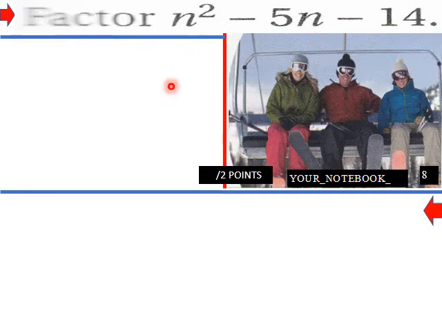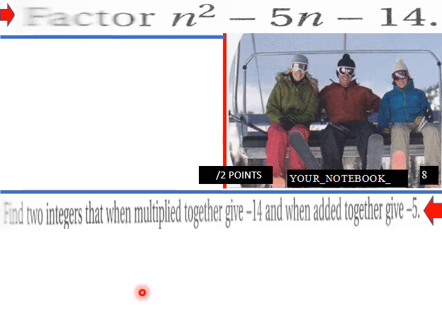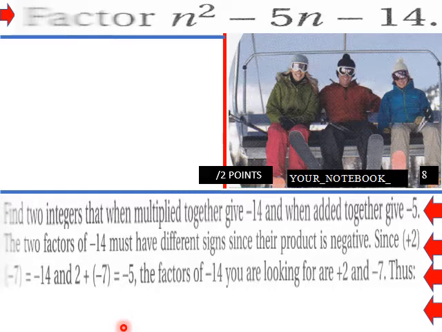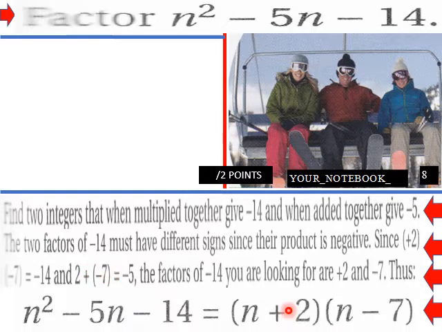Then factor this trinomial here. What do we think about? Find two integers that, when multiplied together, give -14, with the middle element here of -5. So -7 and positive 2 give it here. This would be your factoring into two binomials from this trinomial.